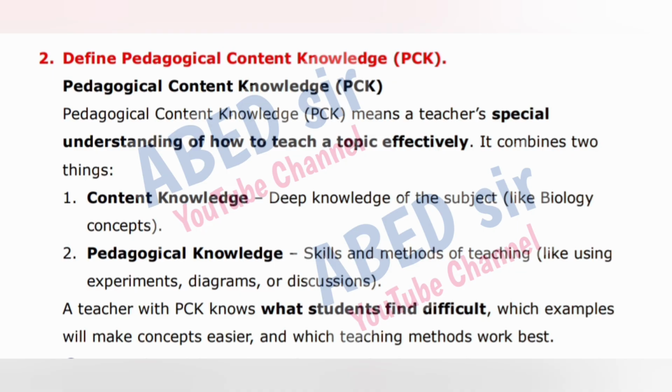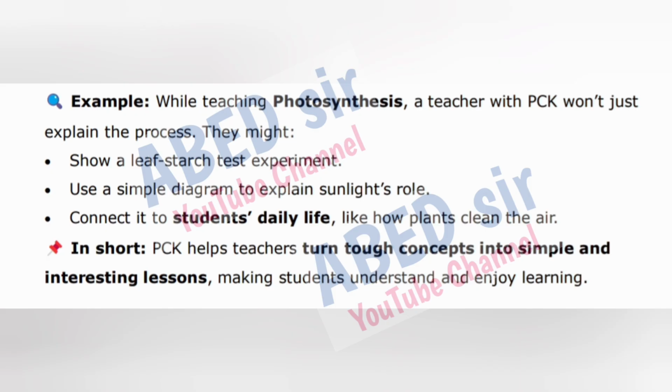A teacher with PCK knows what students find difficult, which examples will make concepts easier, and which teaching methods work best. Example: while teaching photosynthesis, a teacher with PCK won't just explain the process. They might show a leaf starch test experiment, use a simple diagram to explain sunlight's role, connect it to students' daily life, like how plants clean the air. In short, PCK helps teachers turn tough concepts into simple and interesting lessons, making students understand and enjoy learning.